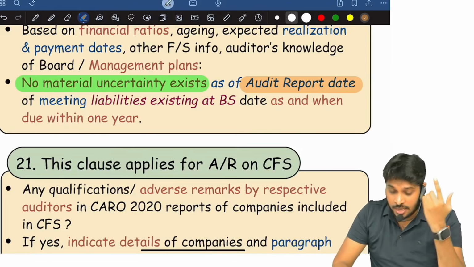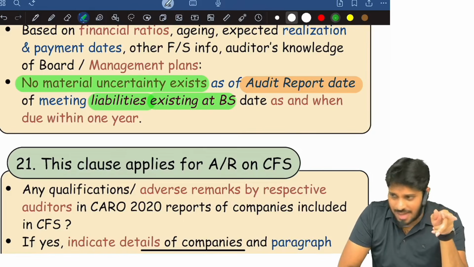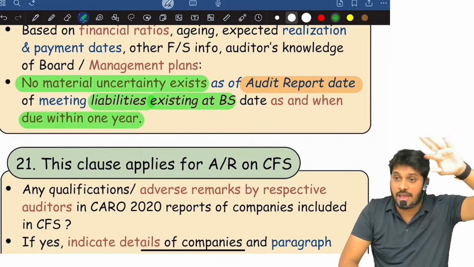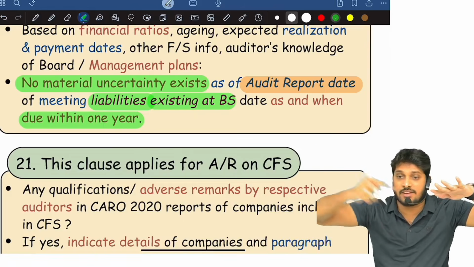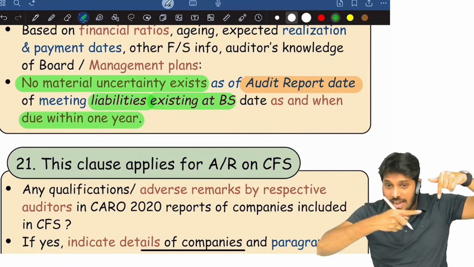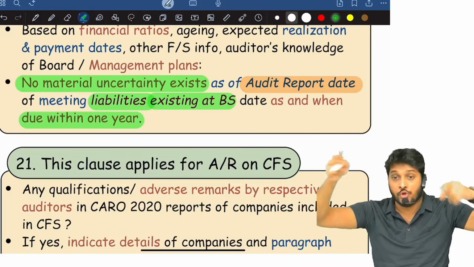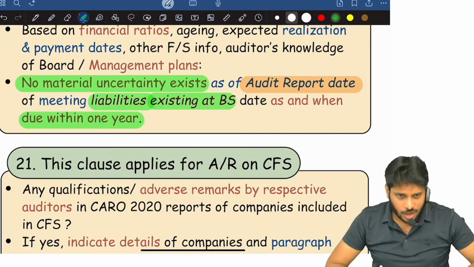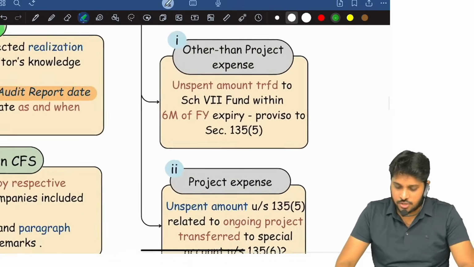What should you check? On the balance sheet date, the company has so many liabilities, right? Liabilities existing at the balance sheet date. Whether the company can repay the liabilities within the due date, as and when falling due within the next 1 year from the balance sheet date. Can the company repay? Do you think the company can repay? Check this on the audit report date. Are you clear? Next.